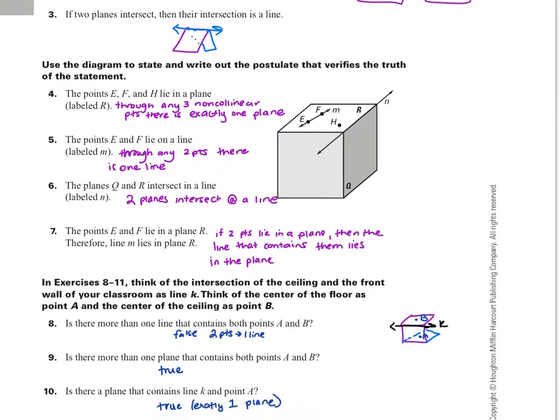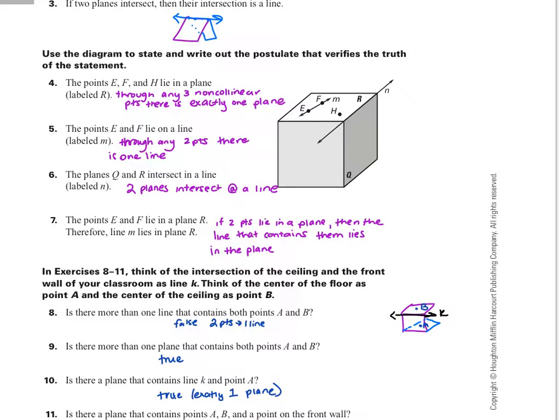4, use the diagram to state and write out the postulate that verifies the truth of the statement. So E, F, and H lie in the plane. Through any 3 non-collinear points, there's exactly 1 plane. Points E and F lie on a line. Through any 2 points, there's 1 line.